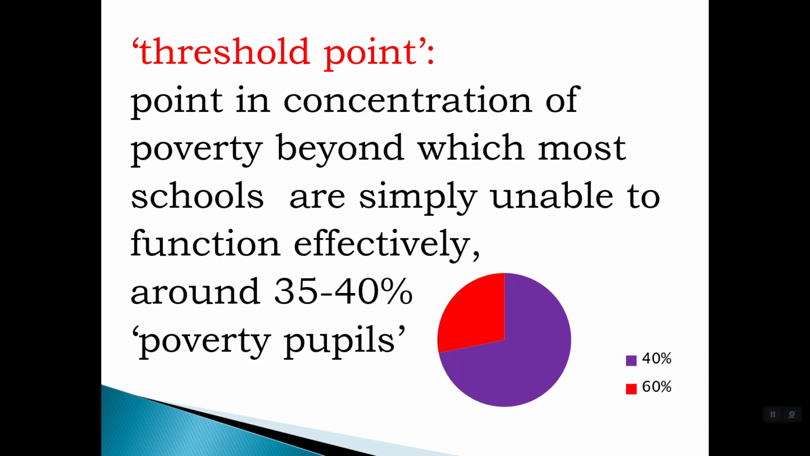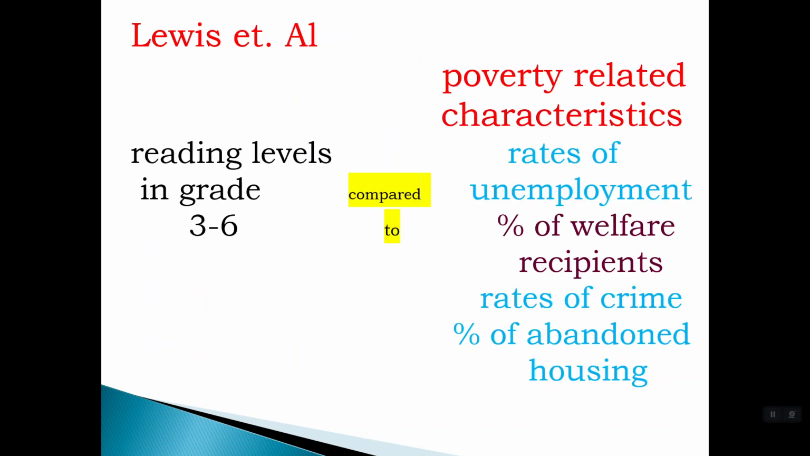So first of all, what did they mean by poverty-related characteristics? They were very, very specific. They referred to things like the percentage of welfare recipients in the neighborhood, rates of unemployment, rates of crime, percentage of abandoned housing in the neighborhood surrounding a school. These were what they identified as poverty-related characteristics of a neighborhood. And I think we can all agree that these are, in fact, poverty-related characteristics of a neighborhood.